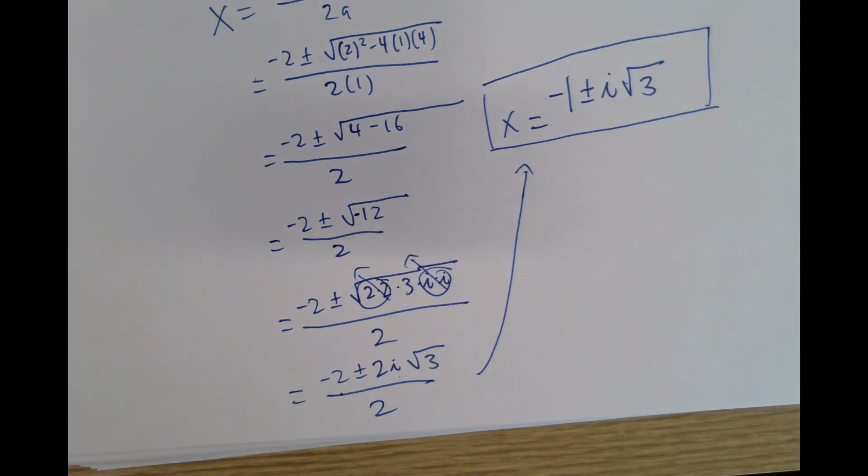Your answer is two things. Your first answer is x is equal to negative 1 plus i times the square root of 3. And your second answer is x is equal to negative 1 minus i times the square root of 3. Next week we'll talk about how we graph this, how we multiply this, and what things we need to remember. Okay. Any questions?